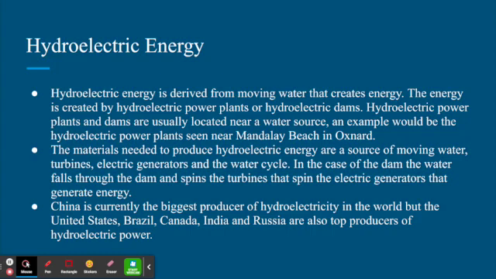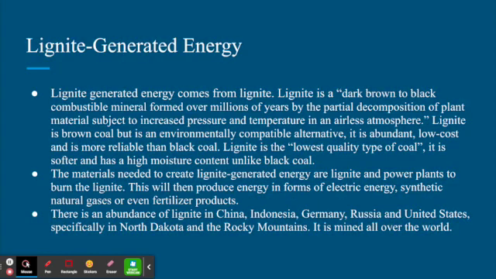The materials needed to produce hydroelectric energy are a source of moving water, turbines, electric generators, and the water cycle. In the case of the dam, the water falls through the dam and spins the turbines that spin the electric generators that generate energy. China is currently the biggest producer of hydroelectricity in the world, but the United States, Brazil, Canada, India, and Russia are also top producers of hydroelectric power.